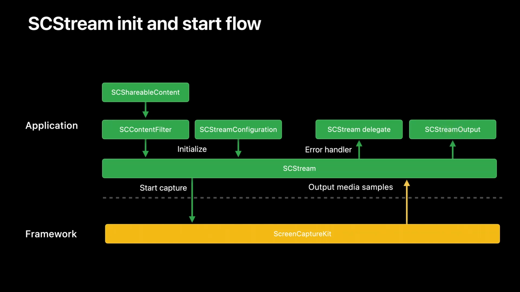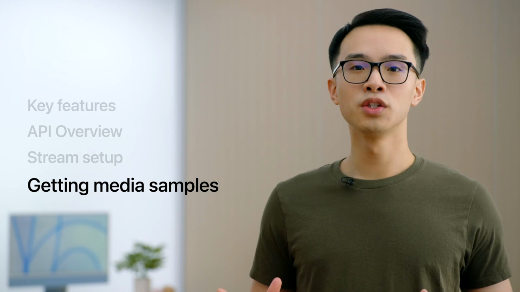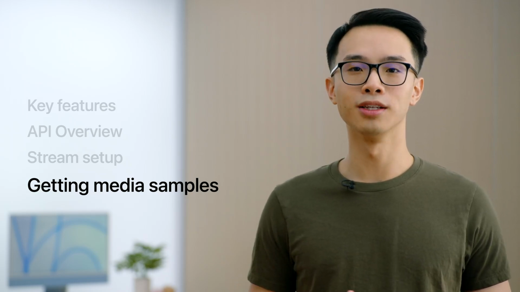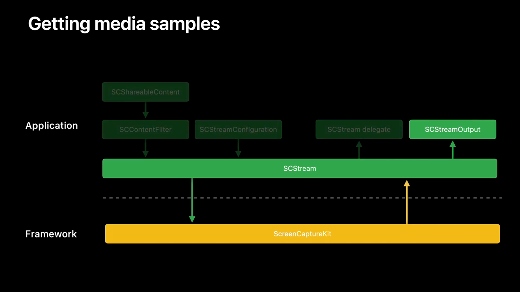Let me show you. Once again, with the filter and configuration you want, you can initialize an SCStream object. In the capture sample project, self is passed as the error handling delegate. With an SCStream created, you can now call startCapture. Once you've initialized and started a stream, the next step is to get media samples to your application. Audio and video samples are sent to your application in the form of CMSampleBuffers.